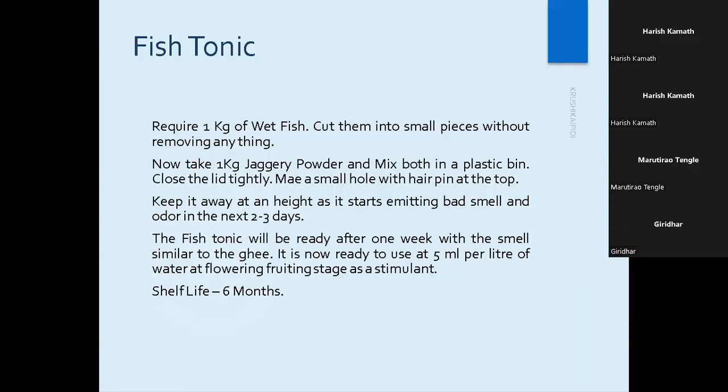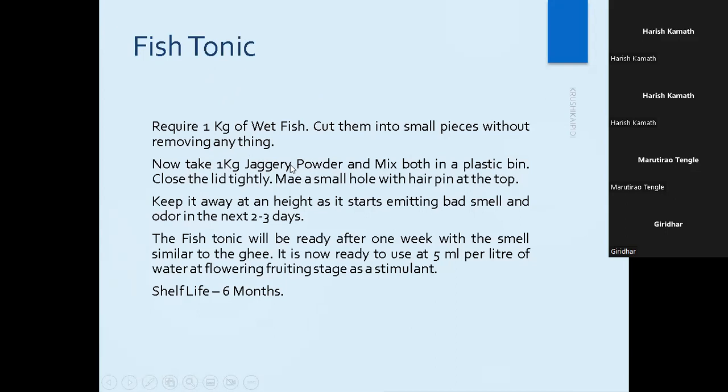So next is fish tonic. We call it fish manure also. No, this is different from fish manure. Fish tonic improves the fruit size and also flowering in plants. The procedure is that they take 1 kg of fish and 1 kg jaggery powder. They cut the fish into small pieces without removing anything. This is the whole fish. They use it, and also add 1 kg jaggery powder.